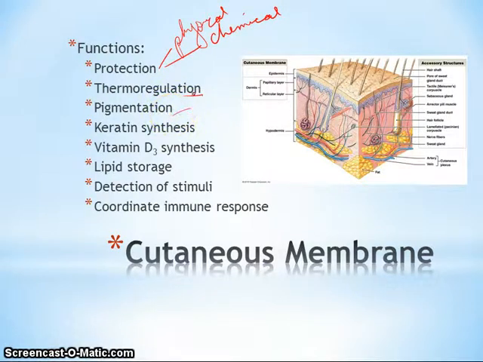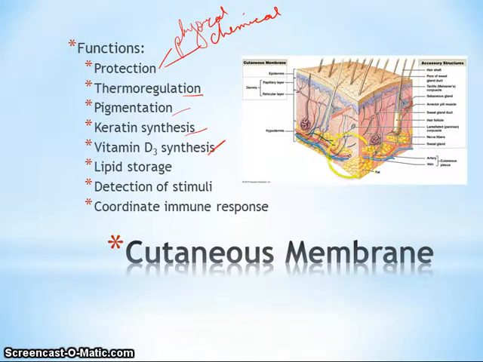Pigmentation is a function of the skin. The melanocytes, which produce the pigment melanin, are in the skin. It is involved in keratin synthesis. Your skin is relatively water resistant. It is not waterproof. The water resistance comes from this keratin protein that is found in the cells. Your skin synthesizes vitamin D. Vitamin D is very important in the structure of bones.